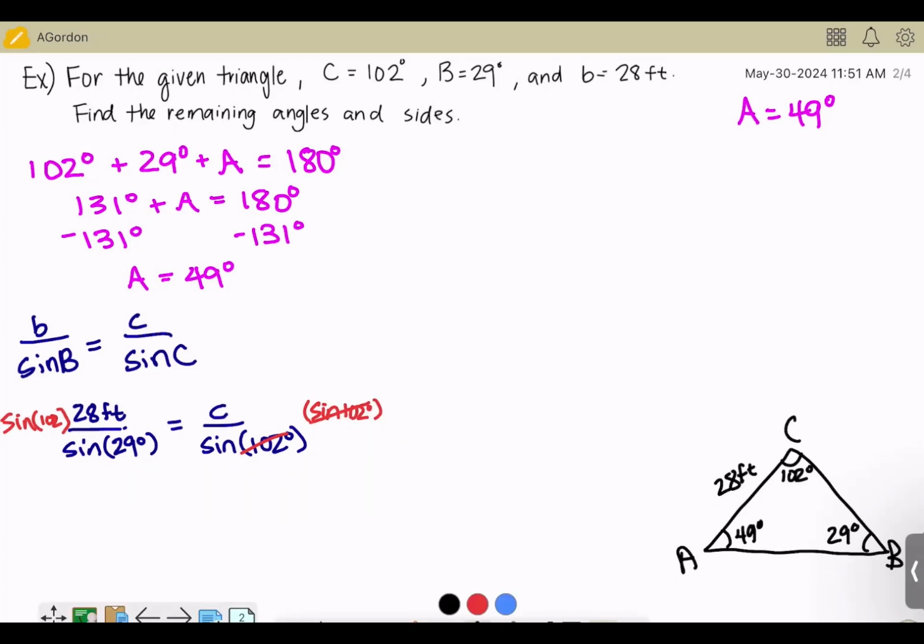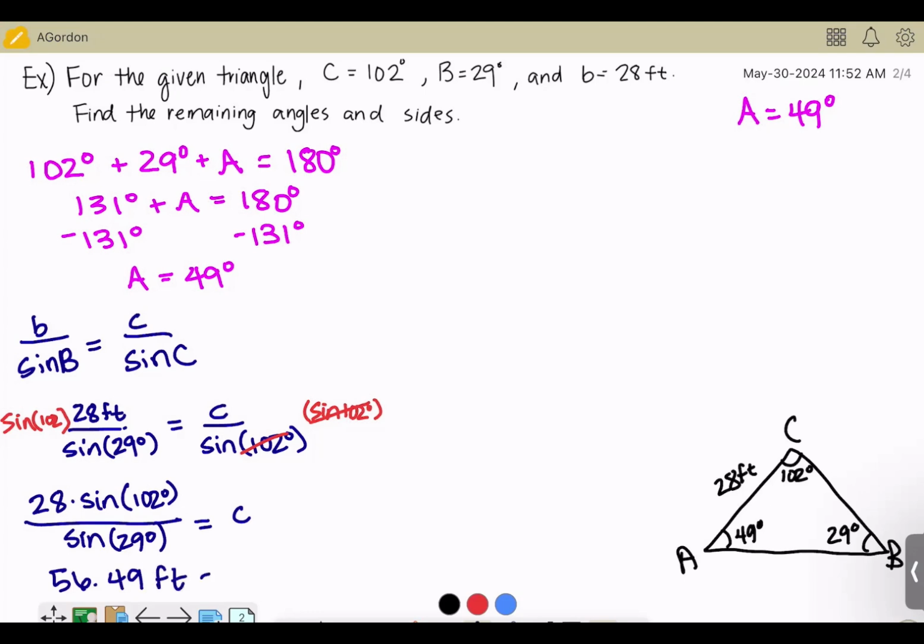Now, unless the problem is asking for exact answers, you're just going to put this in your calculator. Make sure that you are in degree mode. And you're going to multiply 28 times sine of 102 degrees and divide that by sine of 29 degrees. And we'll just keep two decimal places here. And we should get 56.49 feet for side c.